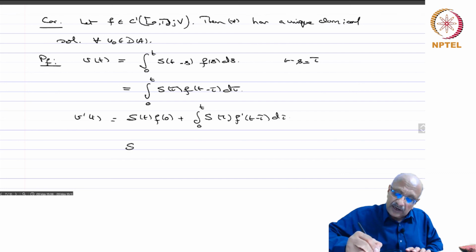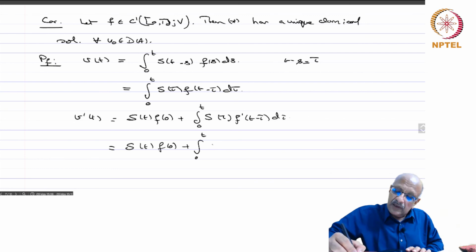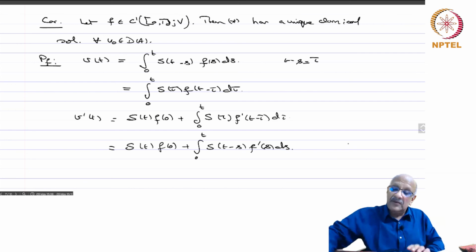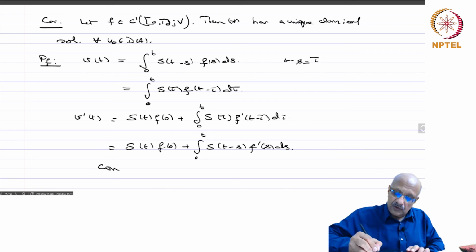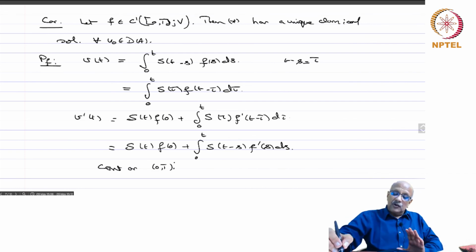Now you can rewrite it again if you change the variable once more. This will give you the integral of S(t minus s) f'(s) ds. Okay. So, once again you make a change of variable and you get this. So, now this is continuous on [0,T]. So, v' is continuous, so v is continuously differentiable. So, the first condition is satisfied, and therefore, the generalized solution is classical.